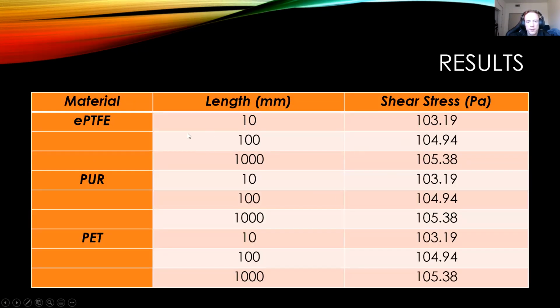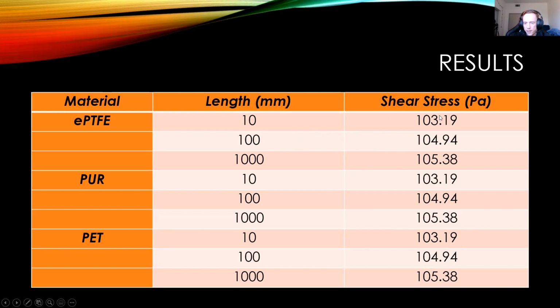This was the results of it. As you can see, the results did not change depending on the material. Likely an error with that could have been how the boundary conditions were set up, or how the inlet conditions of the model were set up. I couldn't quite figure out what had happened with that, but as you can also see, the length increases. The more length, the more shear stress the model experiences. This is the maximum shear stress, by the way.